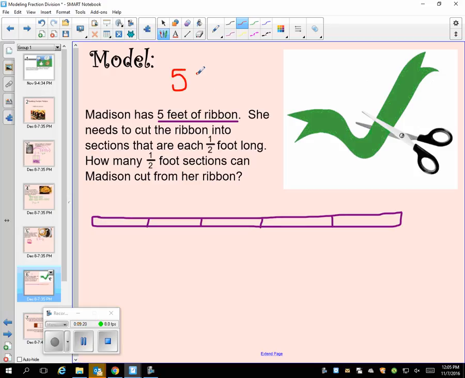So my equation is 5 divided by, and then she's going to cut each section into 1/2 foot long. So if this is a foot, she's going to cut it in half. So it's 5 feet divided into sections that are 1/2 foot long. So I'm going to cut each one of these. How many 1/2 foot sections can Madison cut from her ribbon? So there's 1, 2, 3, 4, 5, 6, 7, 8, 9, 10. She can cut 10.